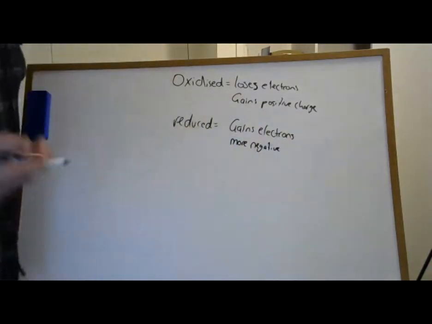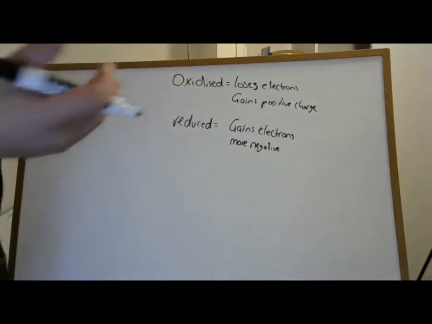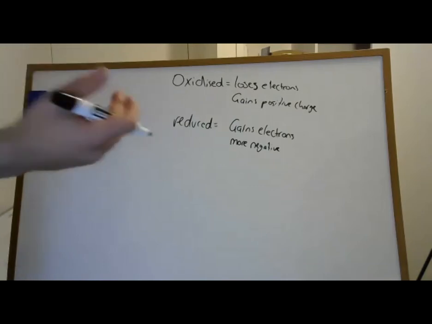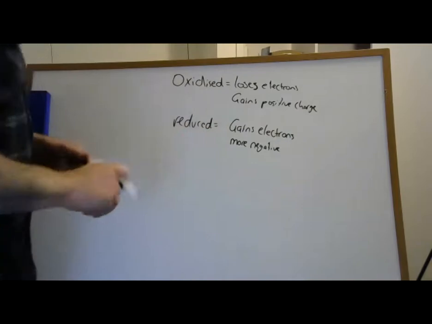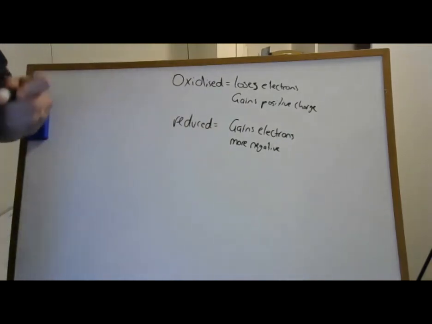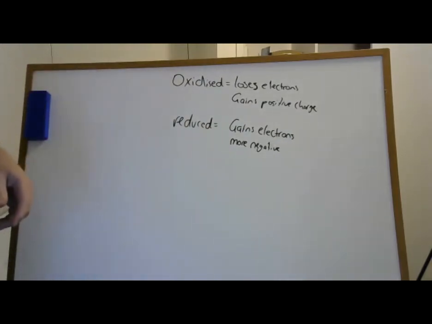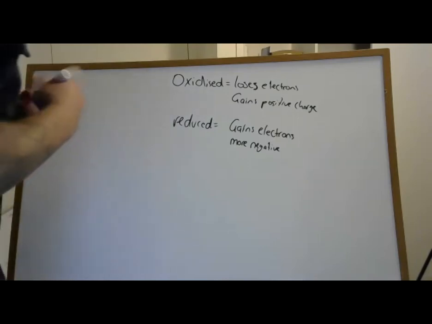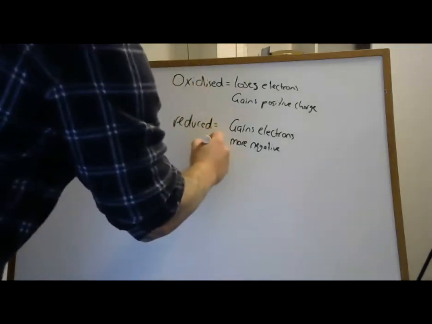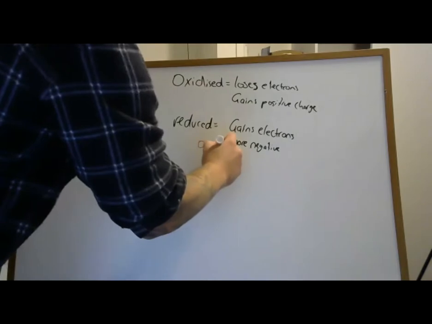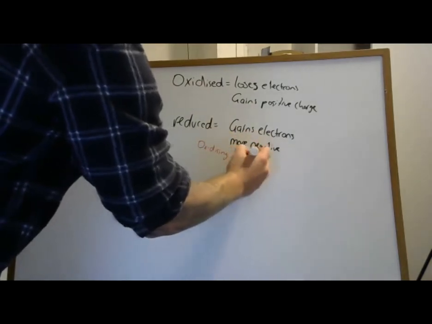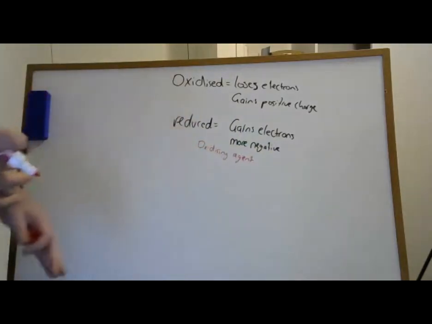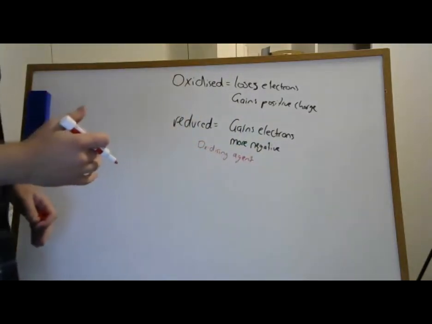So the oxidizing agent is the one that becomes more negative because it accepts the electron. It's the one that's stolen the electron. So this is the oxidizing agent. It accepts the electrons.